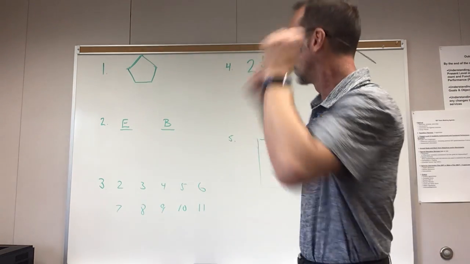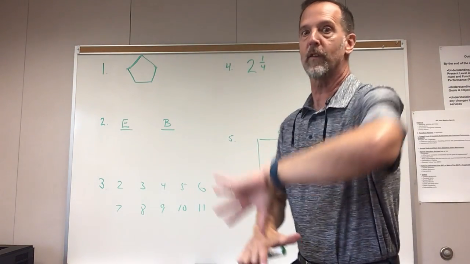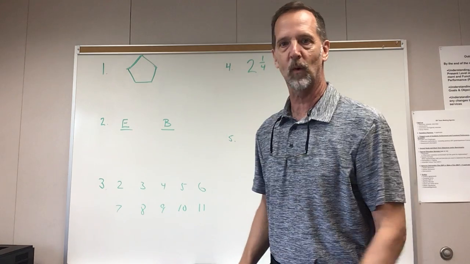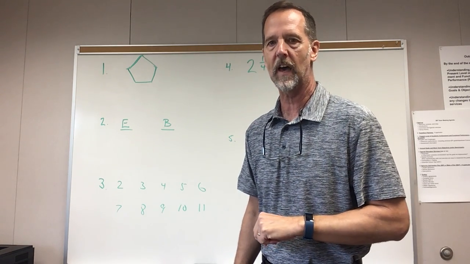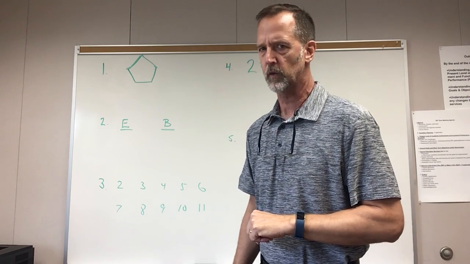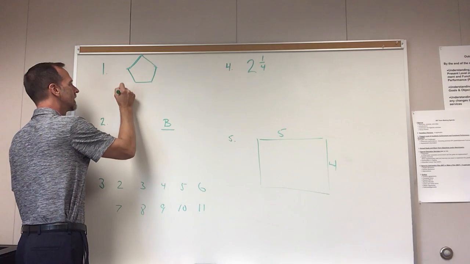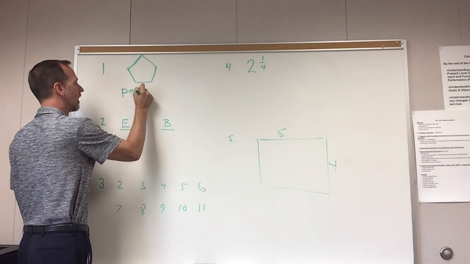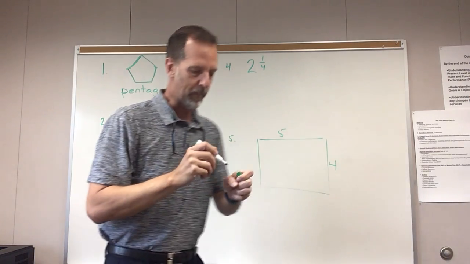All right, you ready? Here we go. Number one, we wanted to name this figure. Okay, we are out of the quadrilaterals. Did you notice? Not 4 sides today. There are 5. So what do you call a 5-sided figure? Do you remember? Starts with a P. It is a pentagon. A 5-sided figure is a pentagon.